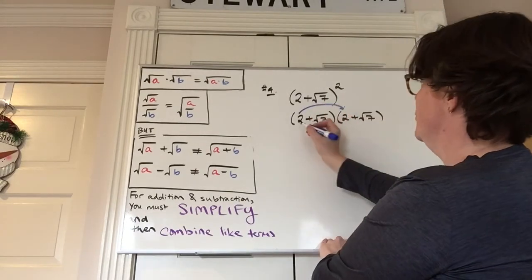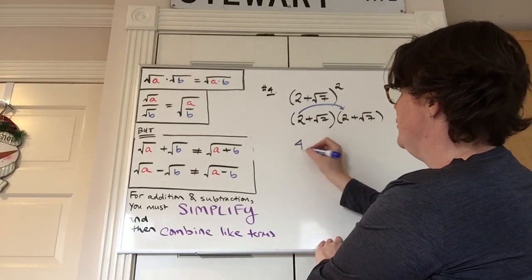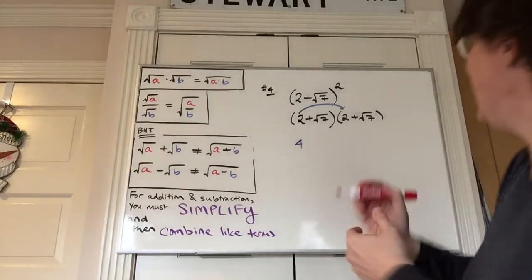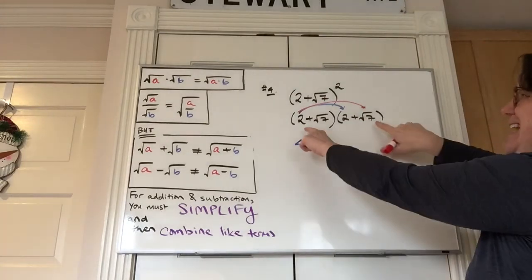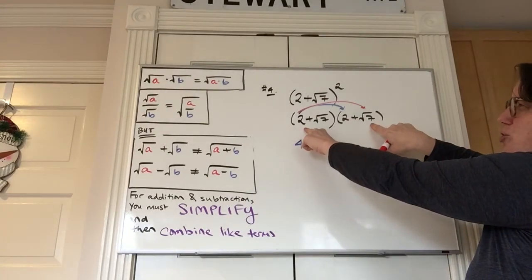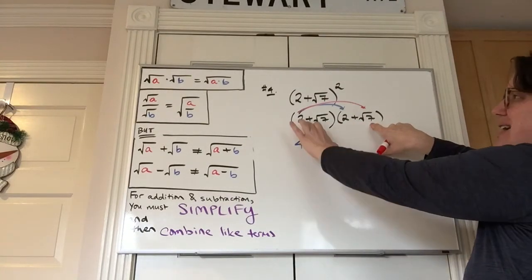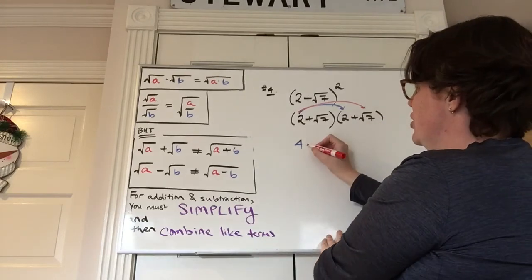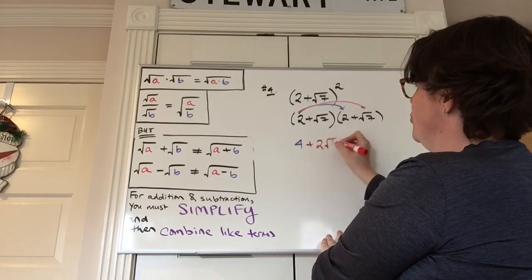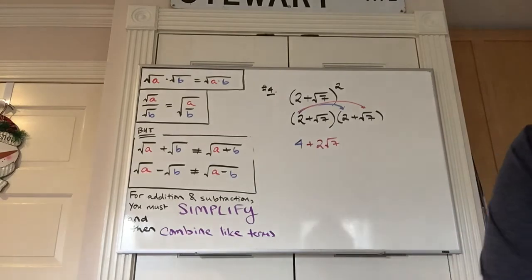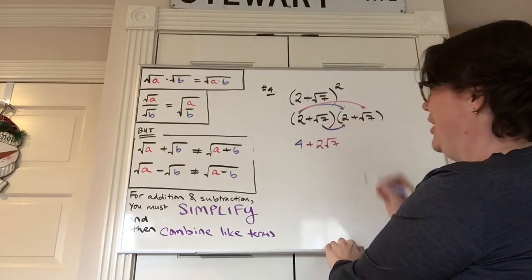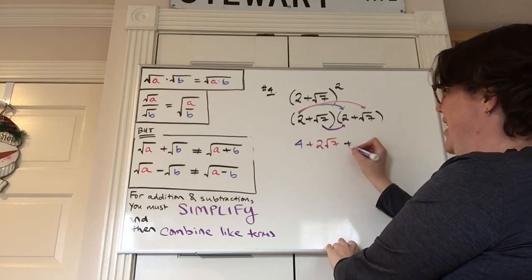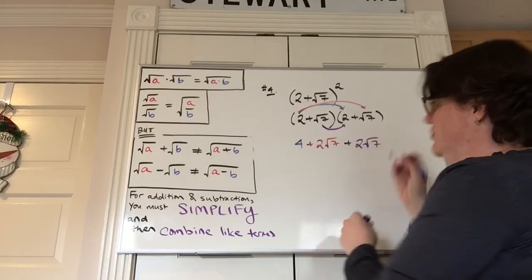The front terms, 2 times 2, that makes 4. My outer terms, I have a regular 2 times the square root of 7. I can't actually combine those two, like I can't make it root 14, because they're not both root numbers. So I'm just going to smush them together. This becomes 2 root 7. It's exactly the same thing with my inner terms. I have a root number and a regular number, so the best I can do is smush them together. This becomes 2 root 7.